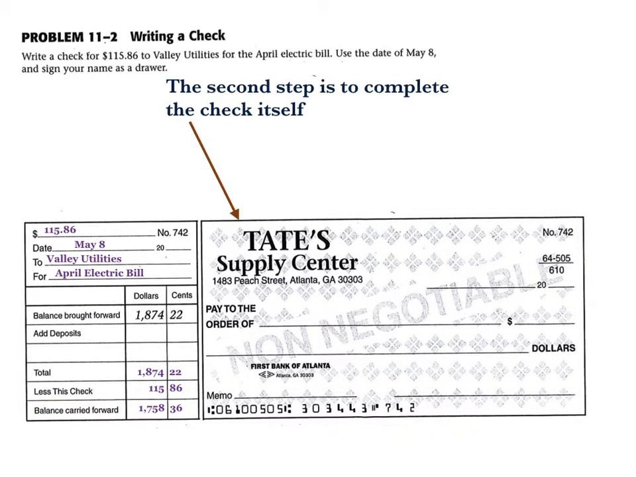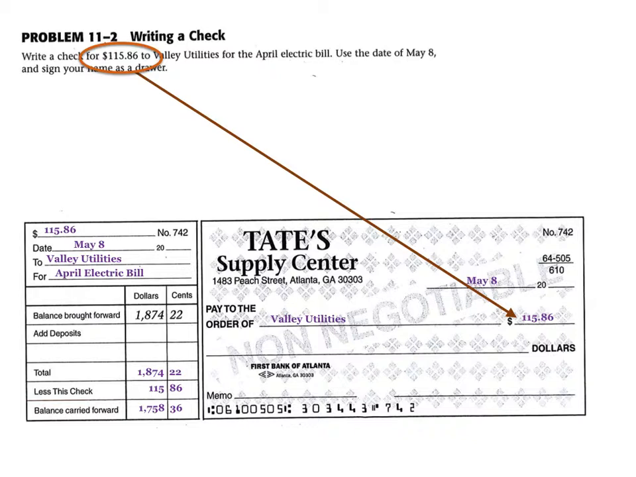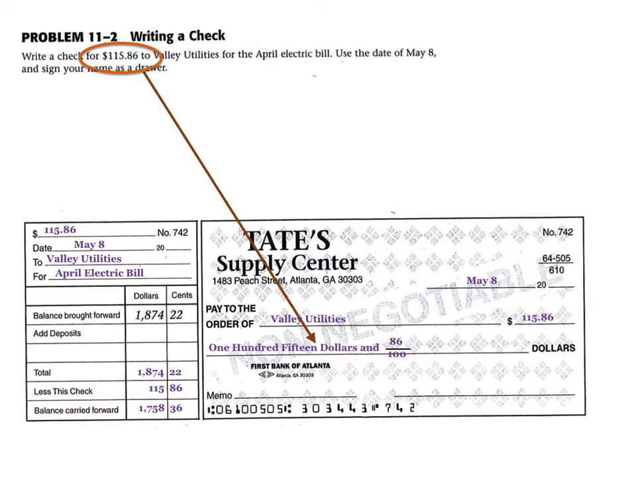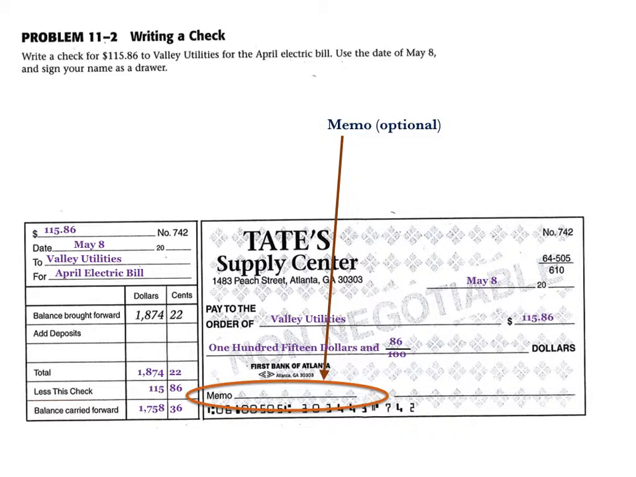The second step is to complete the check itself with all that same information. We have the date, paid to the order of, the amount, and now here we're going to write the amount again, but we're going to write it out in words, $115.86 as 86 over 100 as a fraction. So the cents are written as a fraction. You're going to sign your name as the drawer. A memo, optionally, oftentimes you'll write the account number, in this case, for the electric bill.